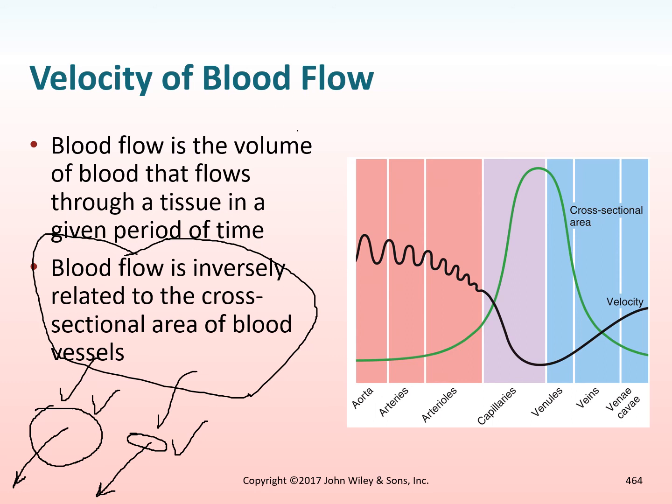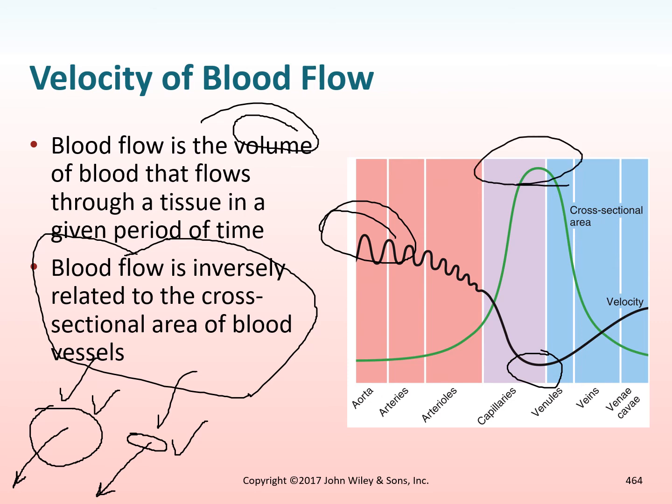Blood flow is the volume of blood that flows through a tissue in a given period of time. You'll notice that in the aorta, the velocity is high. In the capillaries, the velocity is low. However, the cross-sectional area is very high.